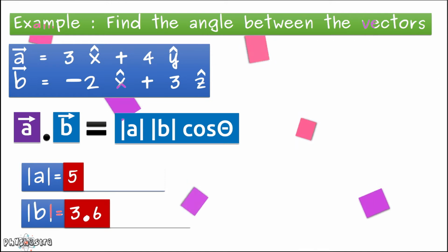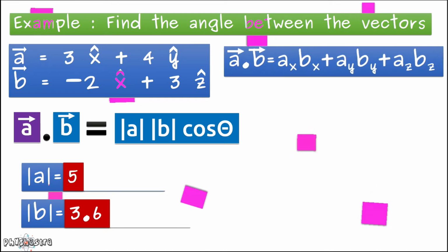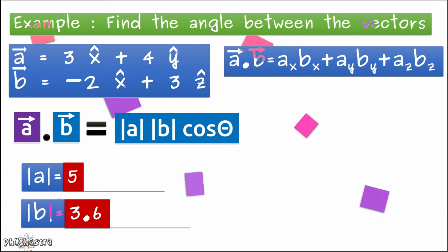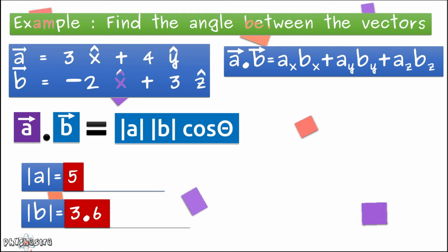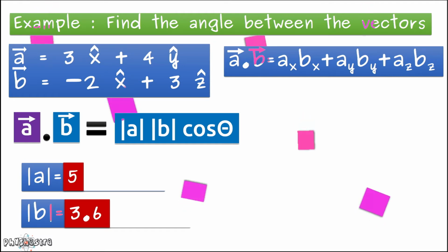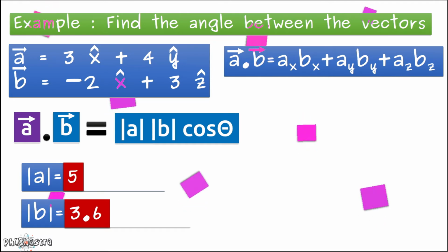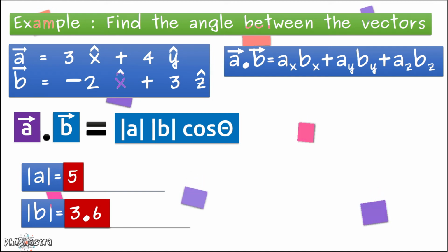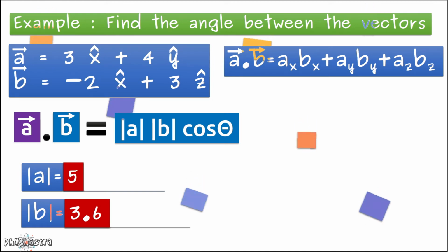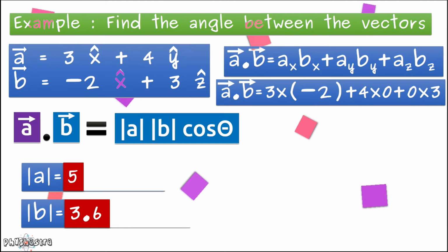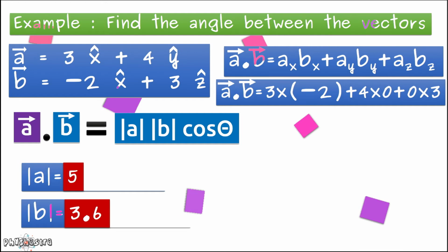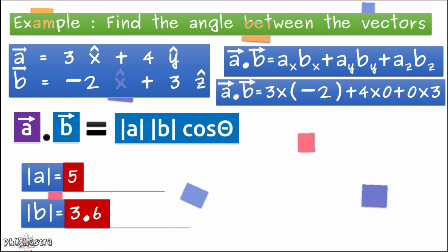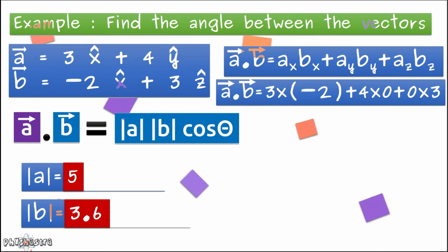Now we are left with vector A dot vector B. Remember that the multiplication is only possible along the same direction, so from before we have derived ax bx plus ay by plus az bz. We know that ax and bx are 3 and negative 2 respectively from the given problem. ay and by are 4 and 0 respectively, and az and bz are 0 and 3 respectively.